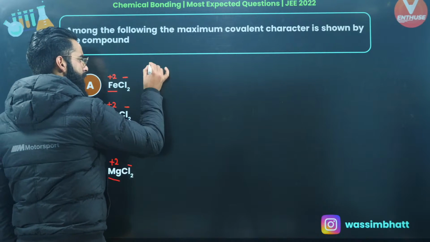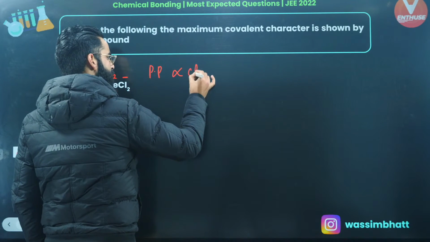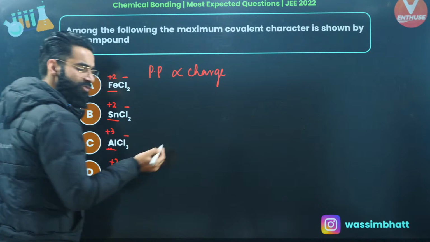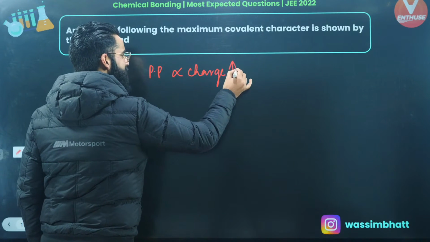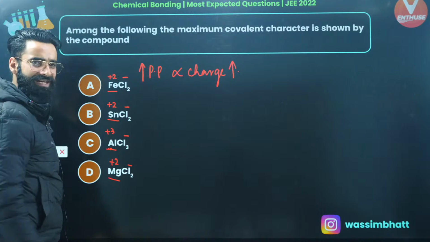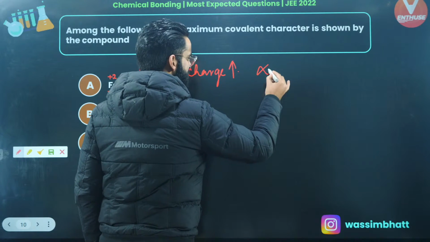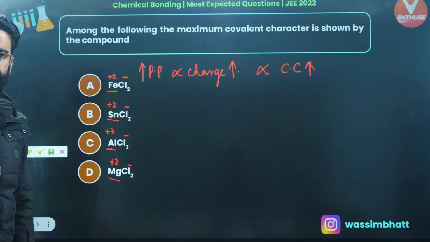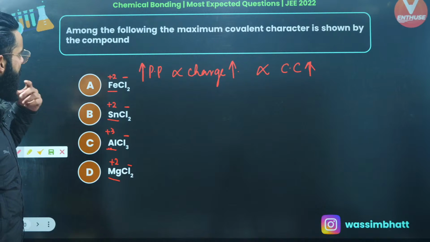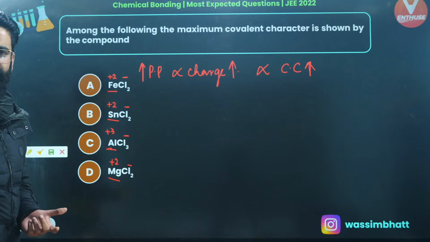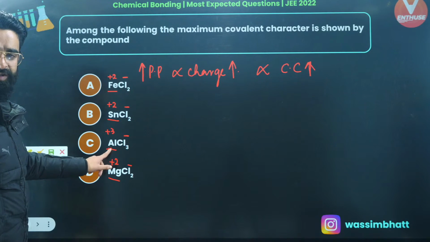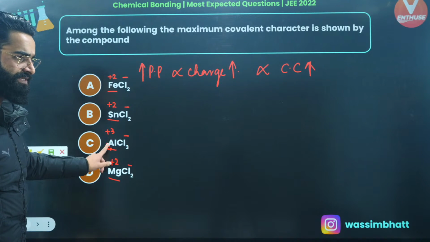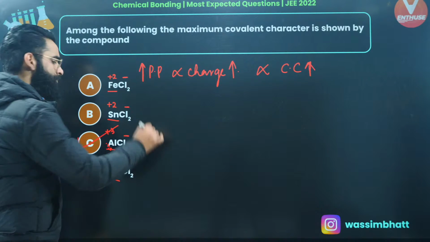You guys must be knowing the polarizing power of the cation is directly proportional to the charge on the cation. More the charge on the cation, more is going to be the polarizing power of the cation, and you know polarizing power of the cation is directly proportional to the covalent character in an ionic compound, right? So the charge present on the cation over here is maximum, so this cation will have maximum polarizing power. If it has maximum polarizing power as per Fajan's rules, it is going to have maximum covalent character, right?